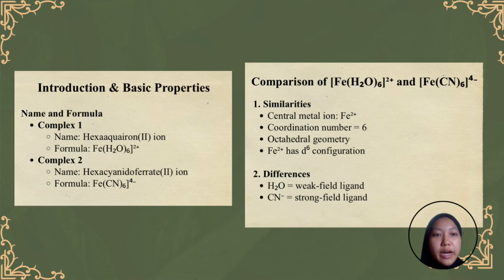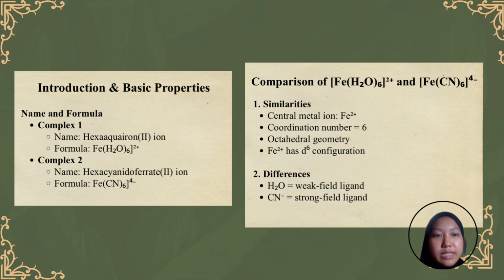I will compare two iron coordination complexes, namely hexaaquairon(II) ion and hexacyanidoferrate(II) ion. Both complexes contain the same central metal ion, which is Fe2+, and both have 6 ligands surrounding the metal center. Therefore, both complexes have a coordination number of 6 and adopt an octahedral geometry. However, the ligands are different.